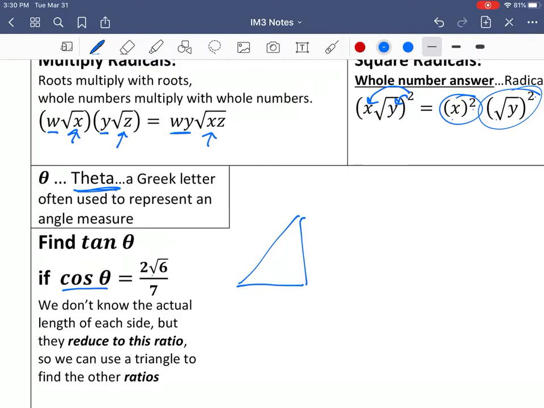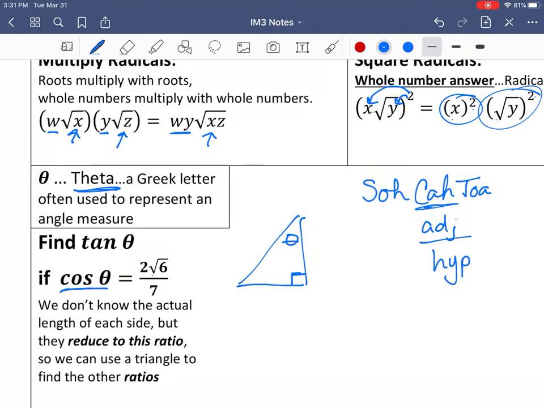And I'm going to label an angle. Try not to label your right angle, but label any other angle theta. So I'm going to call that one theta. And they have given me cosine. So from SOHCAHTOA, I know that cosine is adjacent over hypotenuse. So if they're telling me that cosine is 2 root 6 over 7, they're telling me that this is my adjacent side, and this is my hypotenuse.